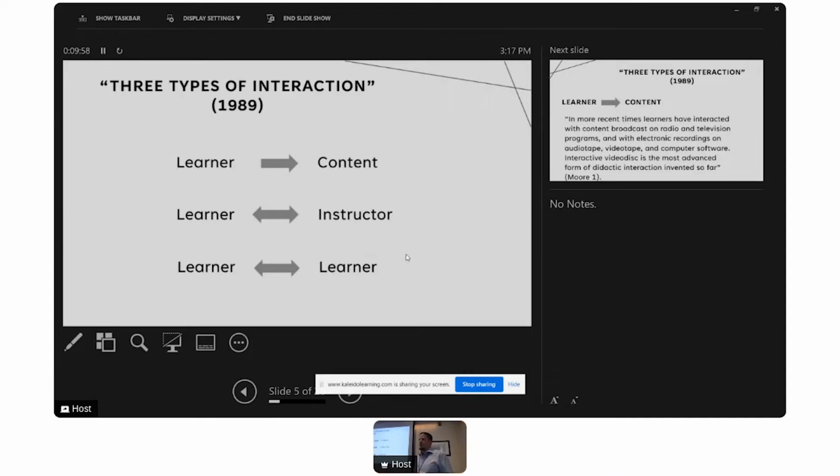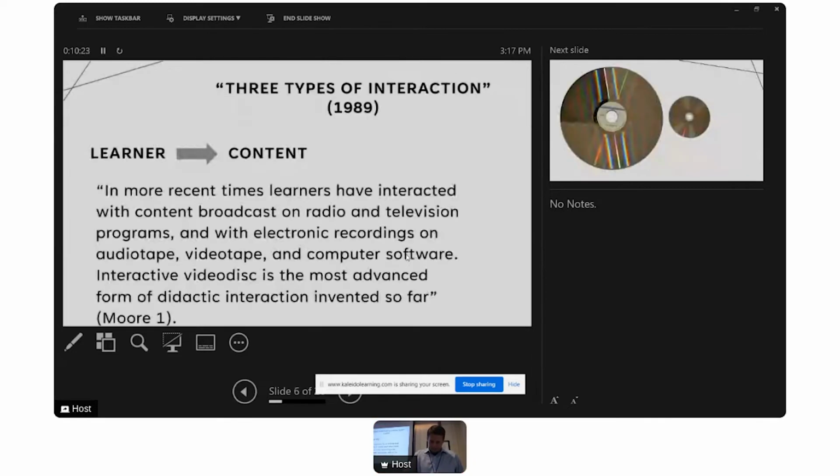Learner to content, pretty straightforward. Learner to instructor. What we are hoping is there's some interaction between the teacher and the learner. And then finally, the one that maybe takes place less often is learner to learner interaction. So I have one quotation for each of these. This will be brief, but I think they're helpful.